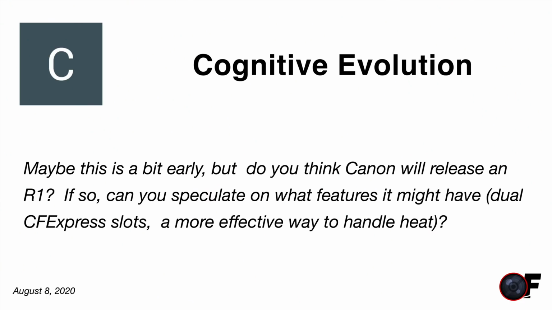Cognitive Evolution asks, maybe it's a bit early, but do you think Canon will release an R1? If so, can you speculate on what features it might have? Dual CFexpress slots, a more effective way to handle heat, etc. Yeah, they're definitely going to do it. Canon's not going to stop releasing a 1 series camera. They just released one. It was the 1DX Mark III back in January.